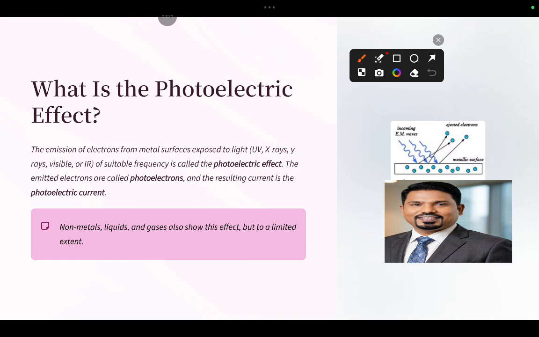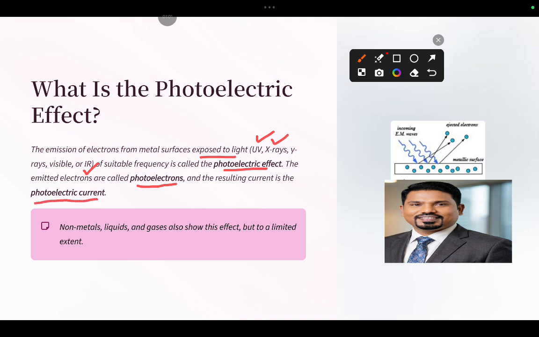The emission of electrons from a metal surface which is exposed to light, such as UV light, X-rays, gamma rays, visible rays, IR rays, which means electromagnetic waves of suitable frequency, is called the photoelectric effect. The emitted electrons are called photoelectrons, and the resulting current is photoelectric current.